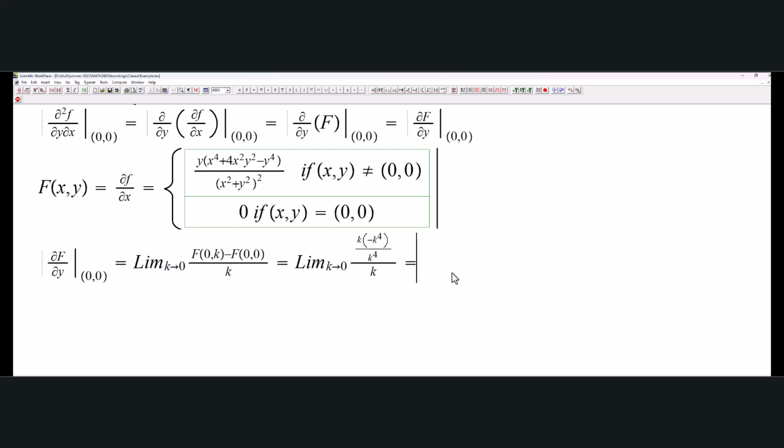So these two will cancel, this k to the 4 and k to the 4. So what we shall have is simply negative k over k. And those k's will do what? They will cancel each other. So this just comes out to be negative 1.